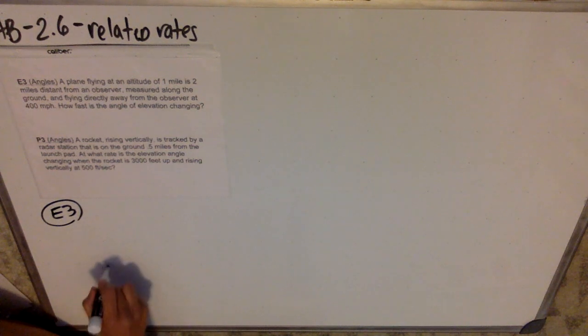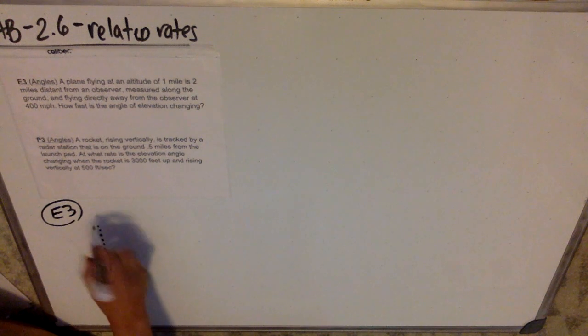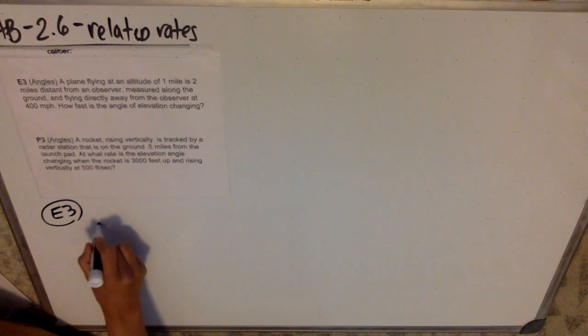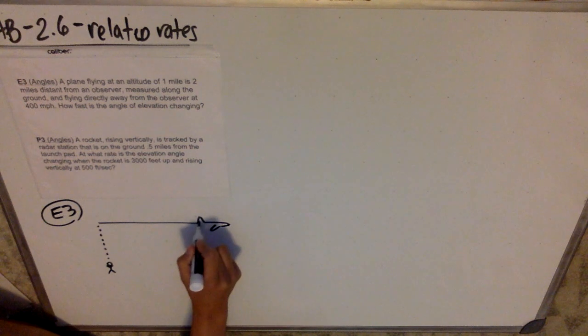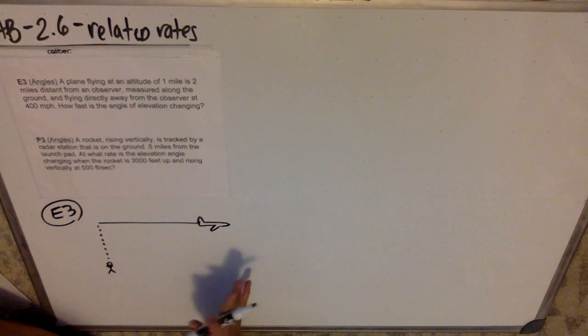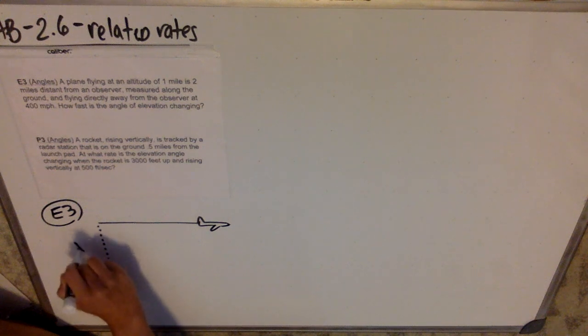Okay, so I've got an observer. We always assume that observers have no height, which I know is weird and boring and not right, but it is what it is. Okay, so the plane is flying away from the observer. So this is my plane. Right, okay, there's my plane. Here's what I know. Number one, I know that it's flying at an altitude of 1 mile.